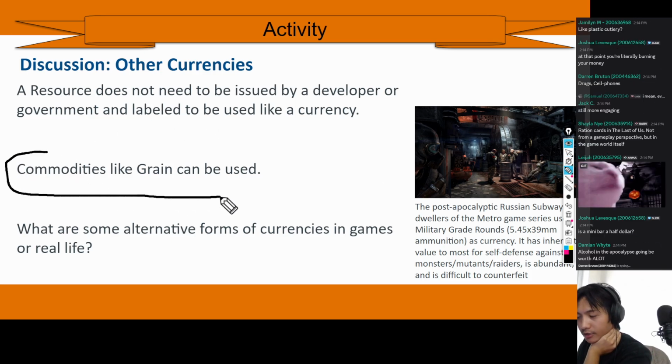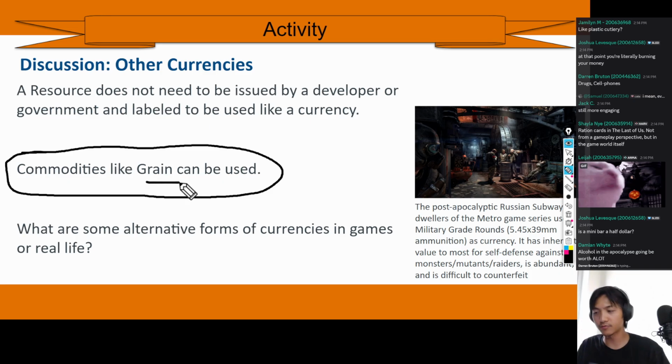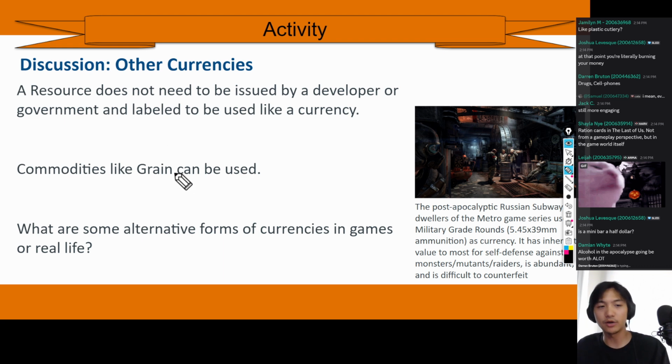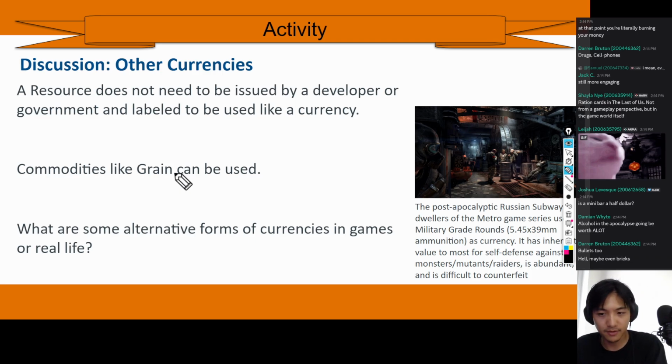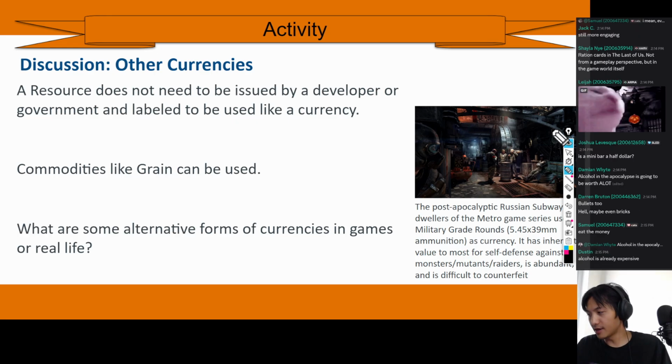Historically, commodities have been used as currencies, like bags of grain. Even if you're not actually consuming the grain yourself, you can use grain as a currency. You can just say, okay, everybody agrees that we list prices for stuff in bags of grain. Those are generally universally useful, so we can trade in bags of grain. In the apocalypse, maybe alcohol is worth a lot. Yeah, maybe bullets.